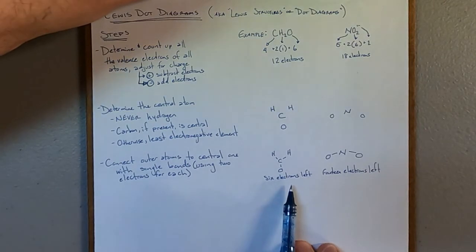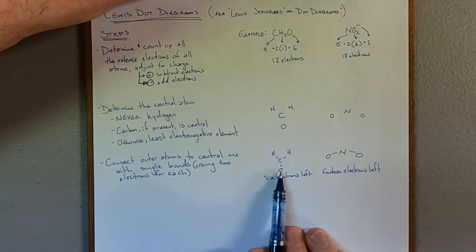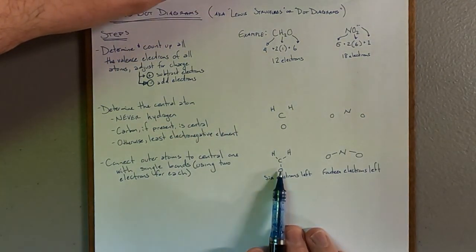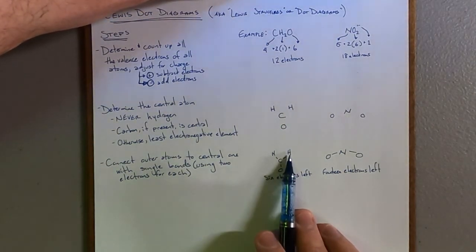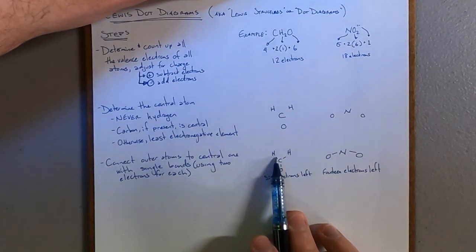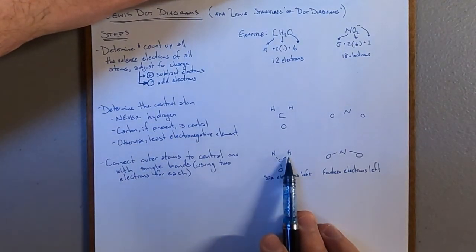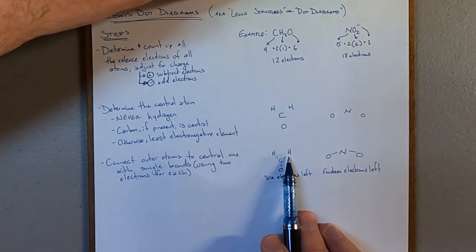And that's important to know because we're still trying to make everything stable, and things are stable when they have 8 electrons connected to them, except for hydrogen, which is stable with only 2 electrons. So that means the hydrogen, as long as it just has 1 bond to it, will be stable. There should never be any extra dots or any extra electrons or any double bonds to a hydrogen.